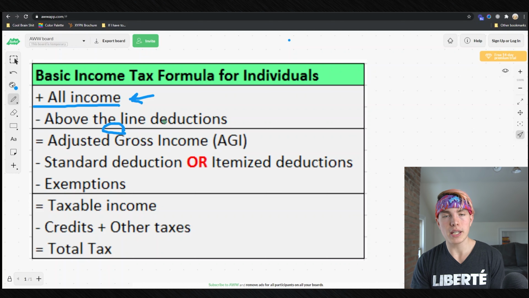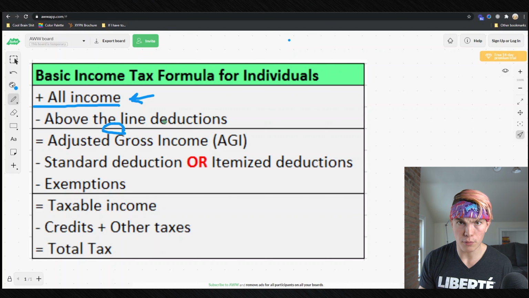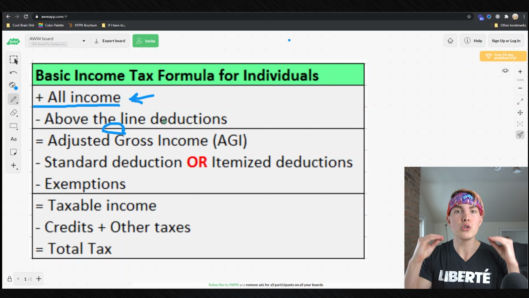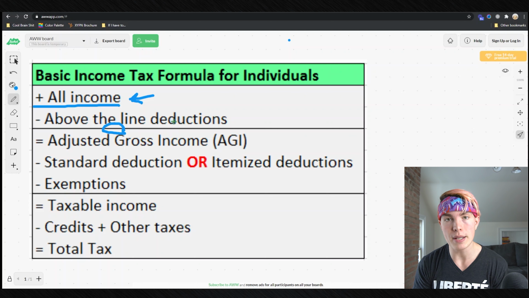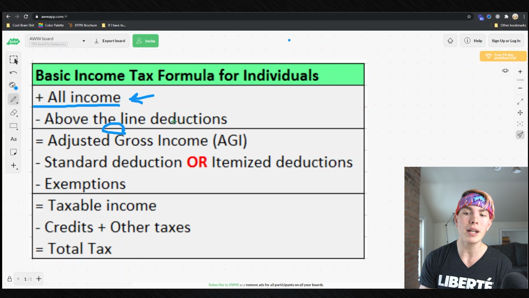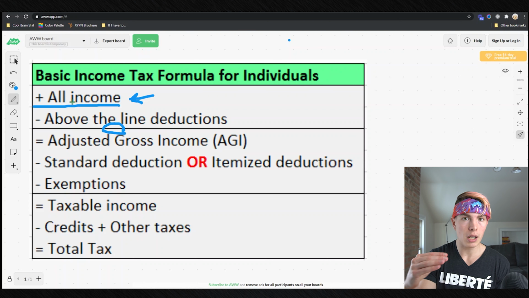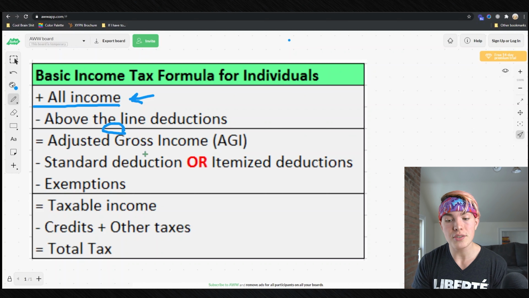So essentially what we're doing here, a very simplified explanation, is we're going from your income to your profits. Because most of the things that are above the line deductions are expenses from your business. There are some other ones we're going to be talking about a little bit later, but just know that what we're doing here is we're taking your income, we're taking off your expenses, and we're getting to your adjusted gross income. So adjusted gross income, here we are.